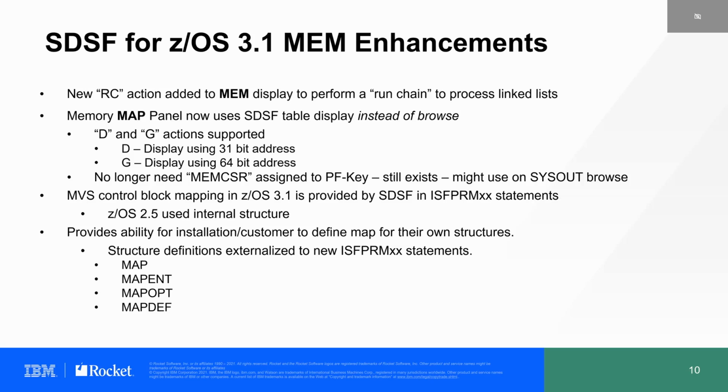So we now ship all the control block maps that we use in a special member in ISET PRM statements. And then you can also add your own as well. So if you've got an ISV or a personal control block you'd like to model for the mem command, you can do that. And there are some harmless statements you can use in ISET PRM that'll enable you to do that. And I do show an example of what it looks like. And if anyone is really interested in following it up, please let me know. I'll guide you through it. Slides on that, but it's not too bad.